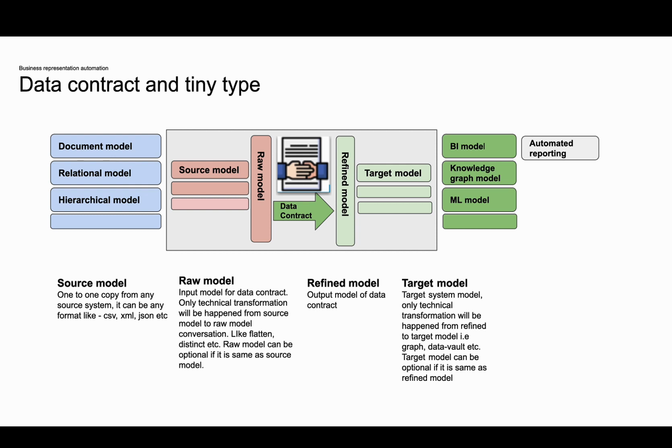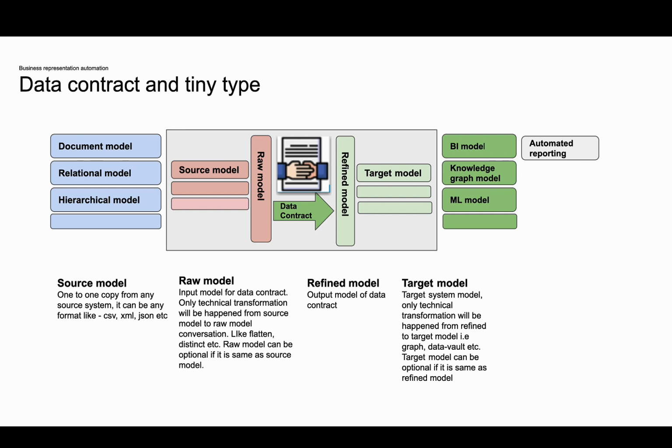The source model is just one-to-one from any source system. It can be XML, JSON, CSV, table, or anything else. The raw model is optional, and it is the input model of the data contract. The source and raw model can be typeless, and it is a private model inside processing. No one should access it, but only the data contract.